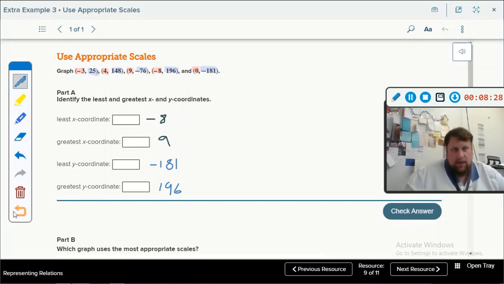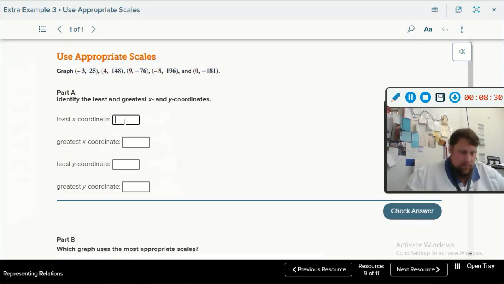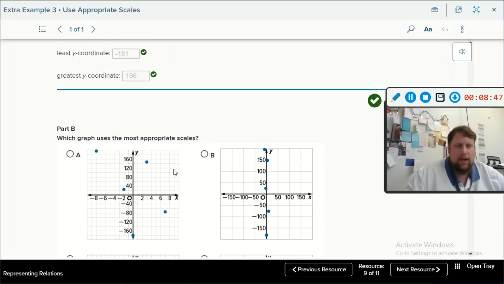So I'm going to exit this out. I'm going to write these in using the computer. What do we got? Negative 8, 9, negative 181, and 196. Check our answer. Look at that, we did it right.